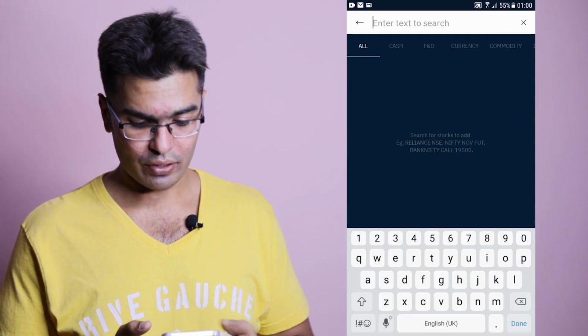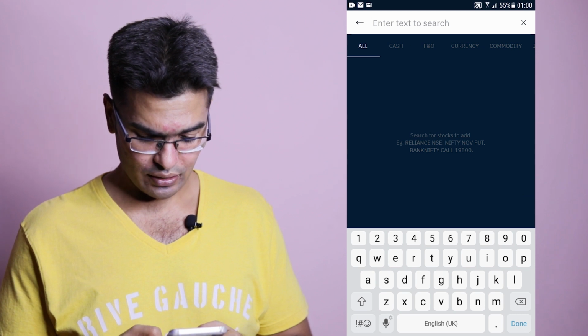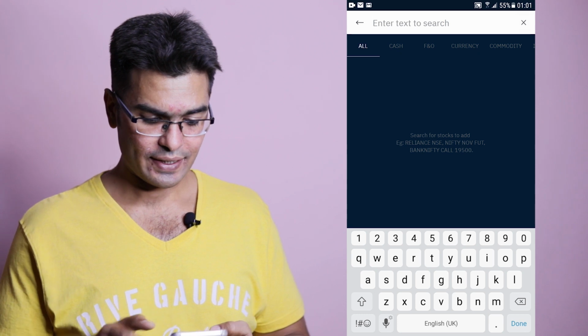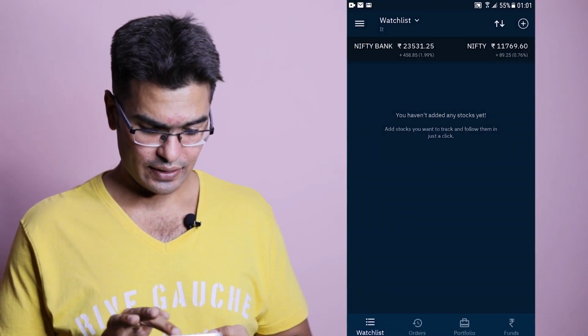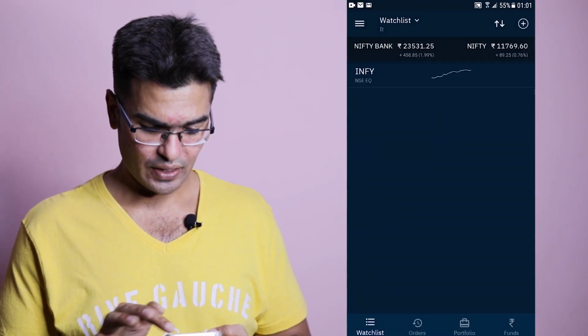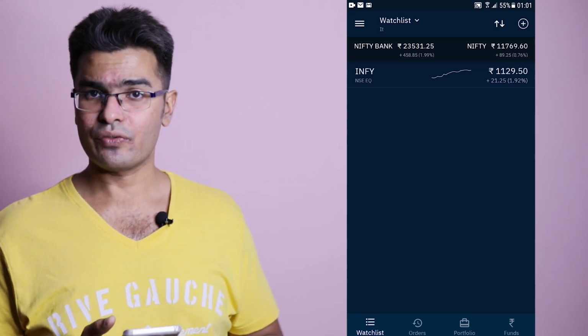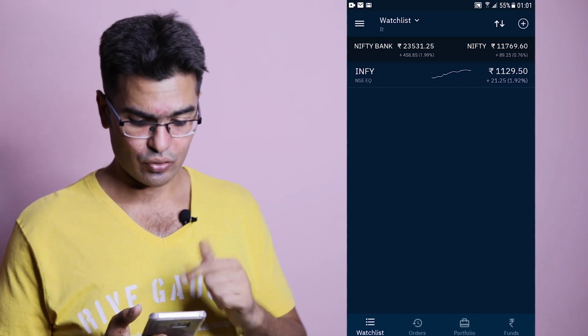If you want to add whatever stocks you want to add, like Infosys, Infi, then you can add. So this gets added to your watch list. So this is the way in which we are able to add our stocks to the watch list.